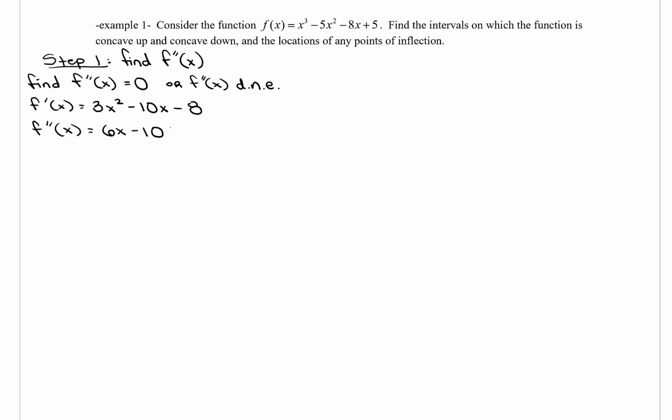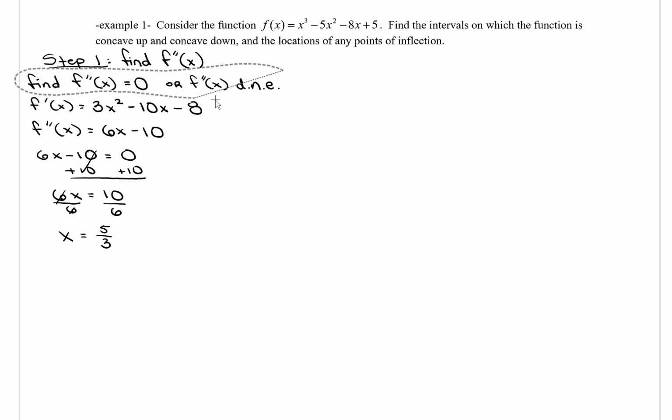I'm going to take the second derivative and set it equal to 0. So 6x minus 10 equals 0. I'm going to add 10 to both sides. The negative 10 and the positive 10 on the left-hand side are going to zero out, and we'll just be left with 6x equals 10. I'm going to divide both sides of my equation by 6. On the left-hand side, the 6's are going to divide out, and we'll just be left with x is equal to 10/6. But 10/6 will simplify to 5/3, so x is going to be equal to 5/3.